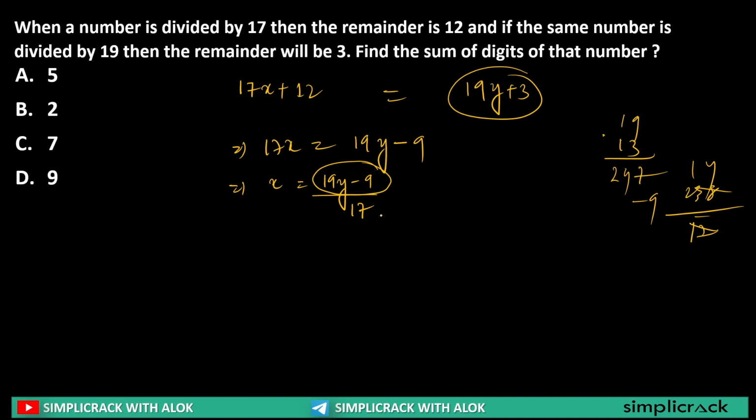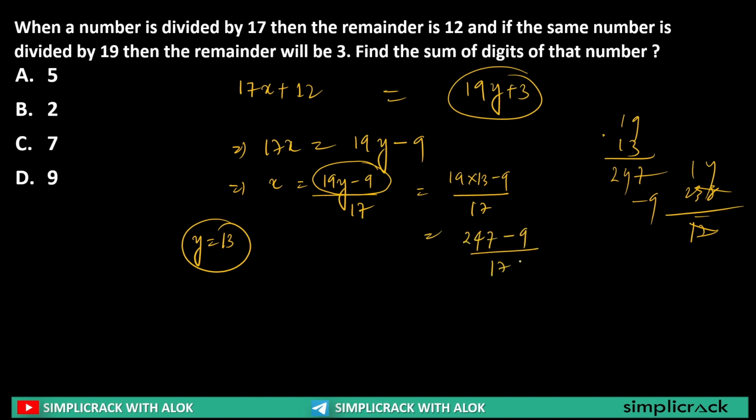So how much will it be if I put y equal to 13? This whole thing will be like this: 19 into 13 minus 9 by 17. So 19 into 13 is equal to what? 247 minus 9 divided by 17. 247 minus 9 is equal to 238 divided by 17. 17 ones are 17, 17 fours are 68. So x is what? 14.